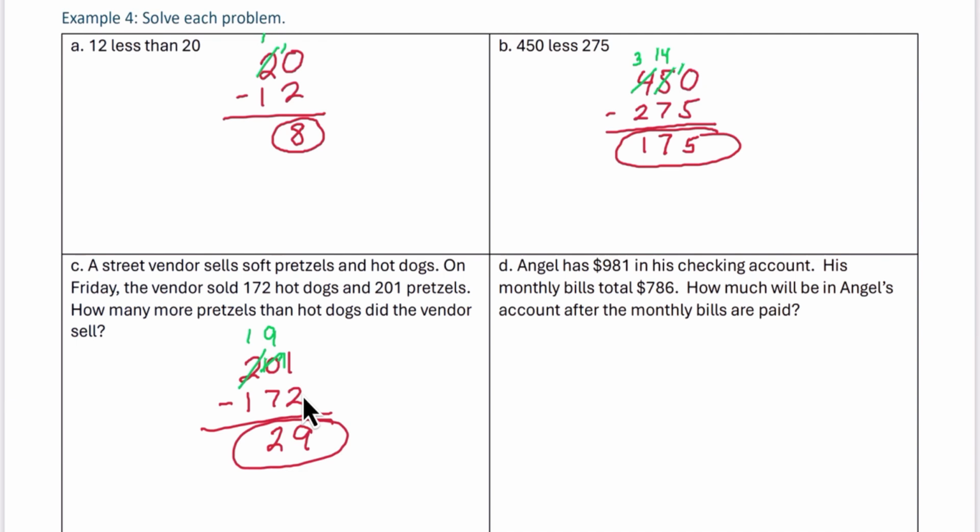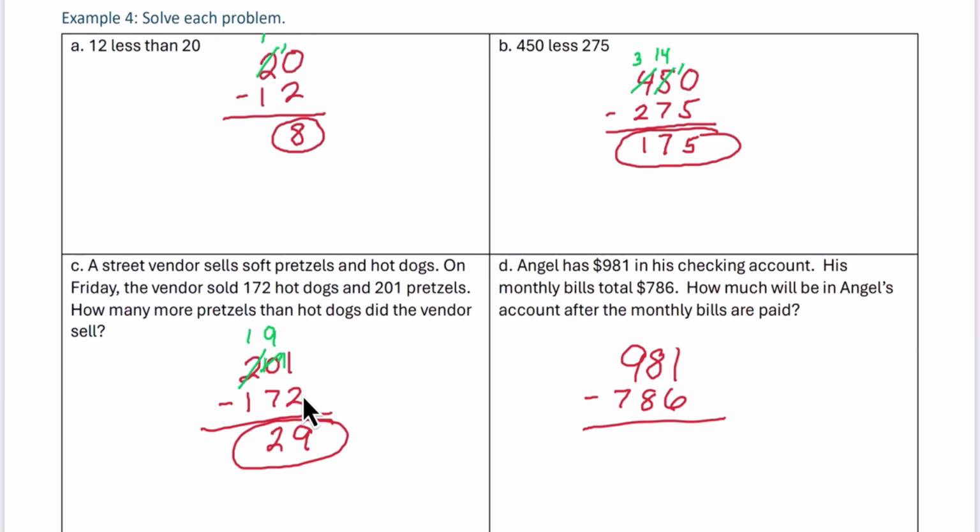Angel has $981 in his checking account. His monthly bills total $786. How much will be in Angel's account after the monthly bills are paid? We start with the $981 and we subtract $786.